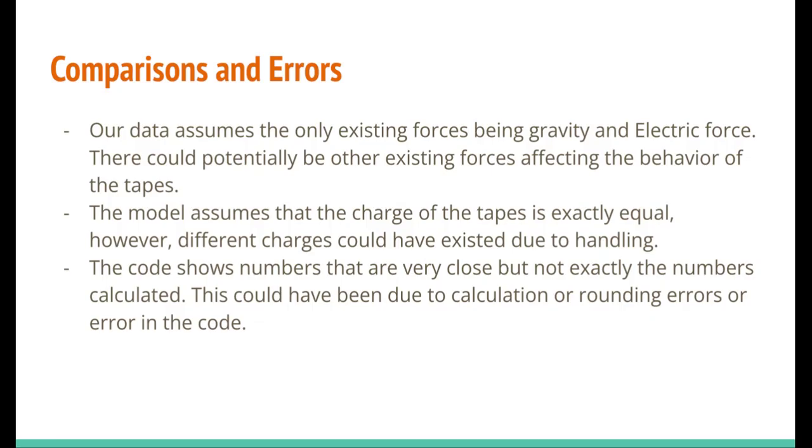So some comparisons. Our data does assume that the only existing forces are gravity and the electric force, but there could be other potential forces acting on the tapes affecting their behavior that we did not take into account. And then the model does assume that the charge of the tapes is exactly equal. However, there could be different charges based on our handling them, and the initial act of charging the tapes could have occurred slightly differently. And then the code does show numbers that are, in comparison, very close to the numbers that we calculated with slight differences. Those differences could be due to calculation or rounding errors or error in the code, but they're not as significant.